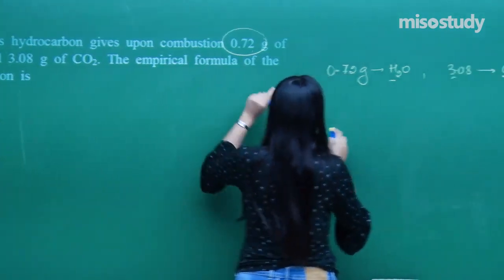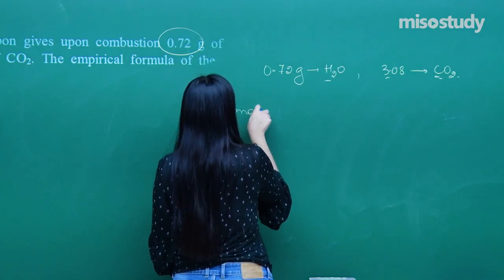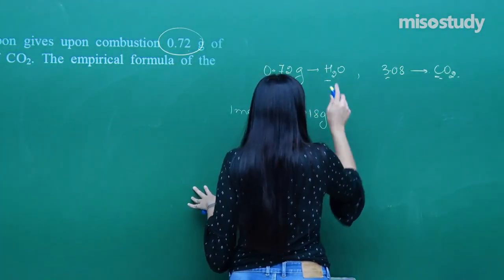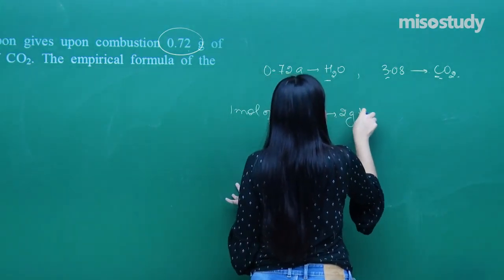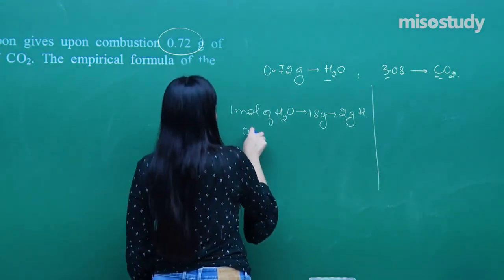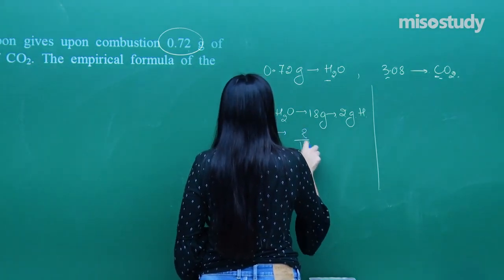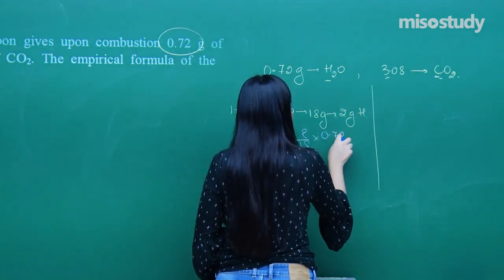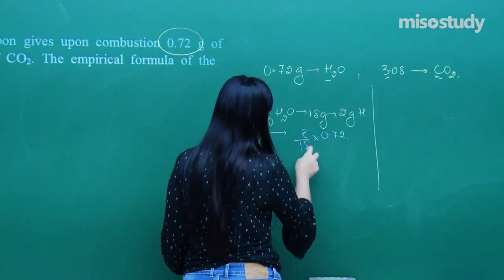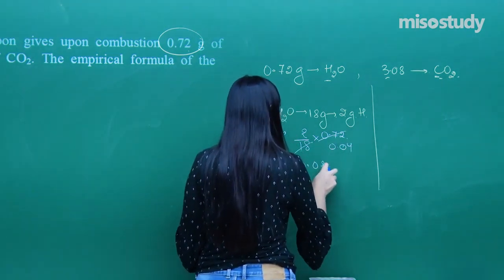So how are we going to do that? As per the unitary method, 1 mole of H2O, that is 18 grams of water, corresponds to 2 grams of hydrogen. So 0.72 grams will correspond to how much? 2 by 18 into 0.72, right? Which will come out to be how much? 0.08, right?